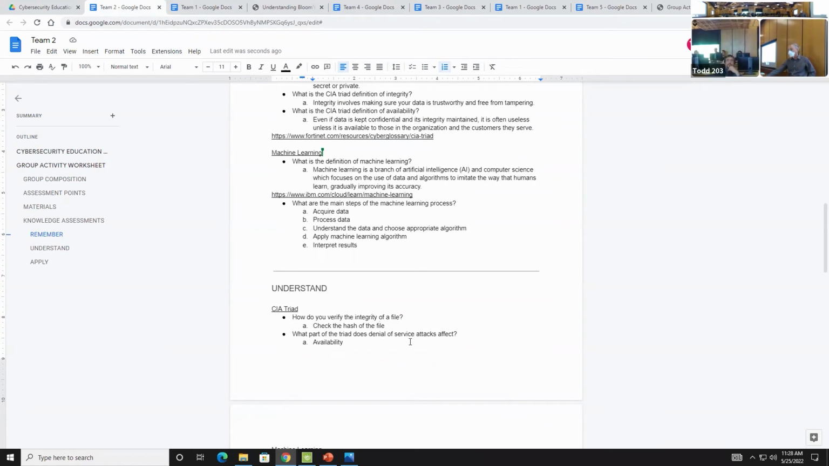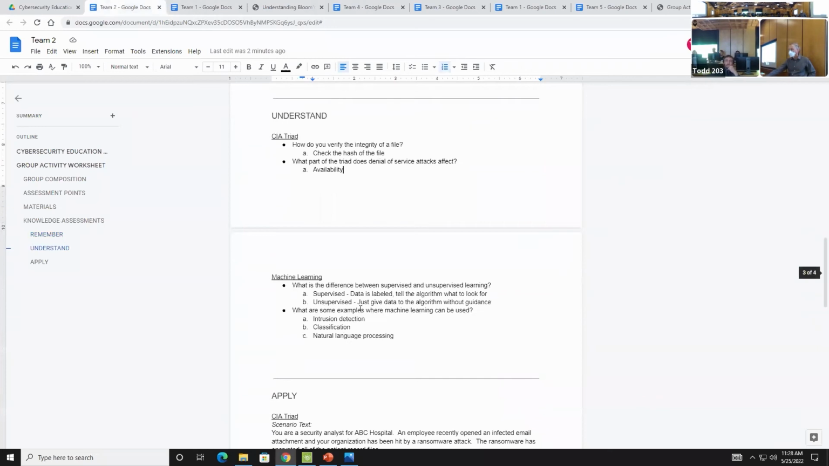What part of the triad does denial of service attacks affect? Really? Yeah. Machine learning. What is the difference between supervised and unsupervised learning? I saw that question in group 1 as well. What are some examples where machine learning can be used? How about examples in, oh, this is just, what if you made this specific to cybersecurity?